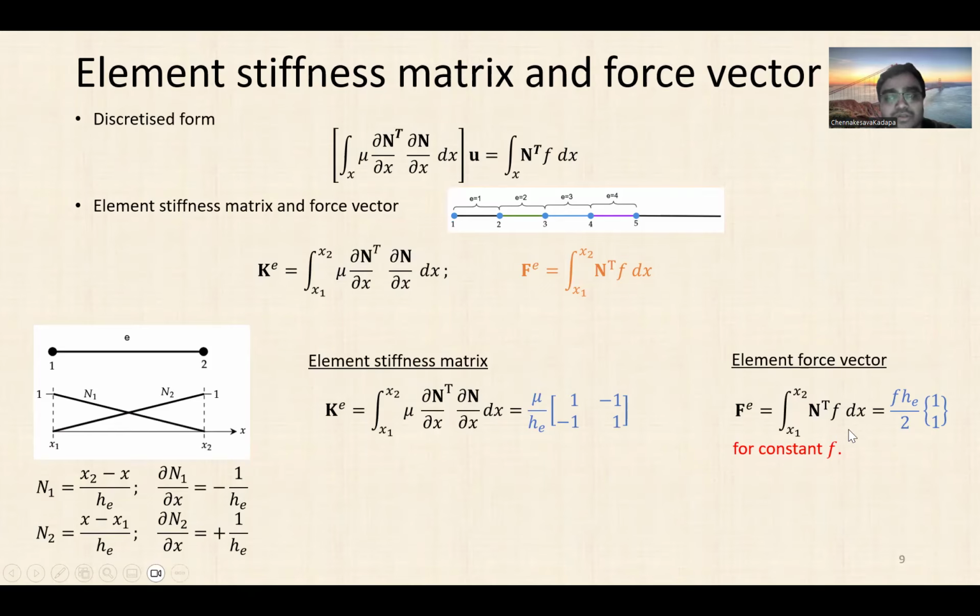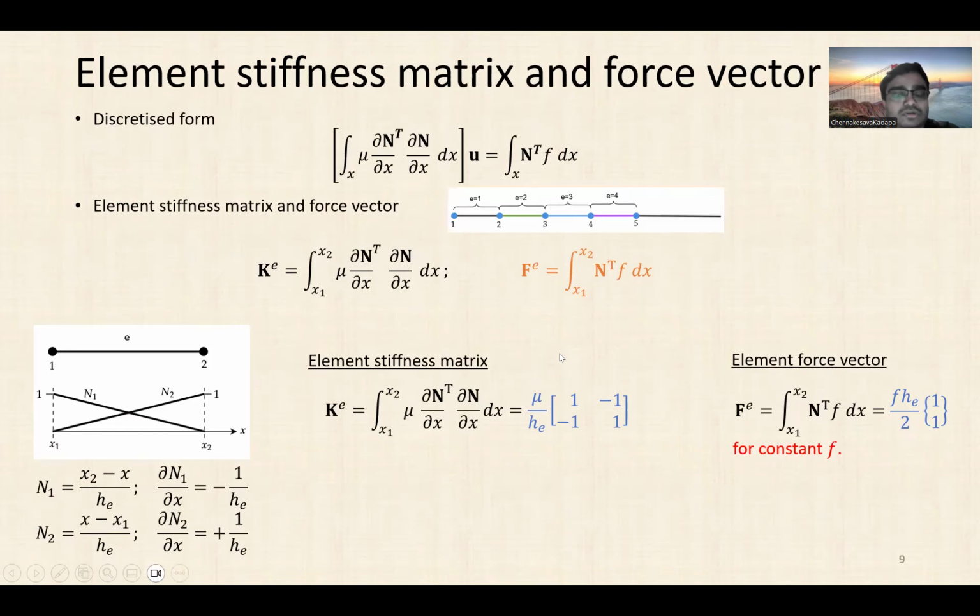But for this lesson, it is sufficient if we assume that the source term f is a constant. If f is a constant, we get f h by 2 times [1, 1]. So basically we are multiplying the source term with the length of the element and then distributing it equally on both nodes.